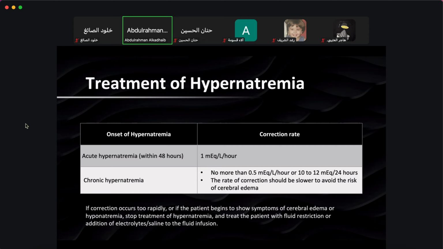So that's it for hyponatremia and hypernatremia. I think this is the most difficult part of the lecture. Any question about those two disorders? Clear. Okay.